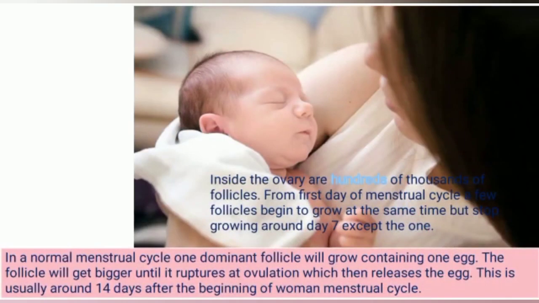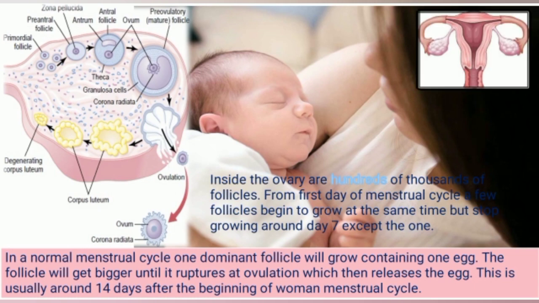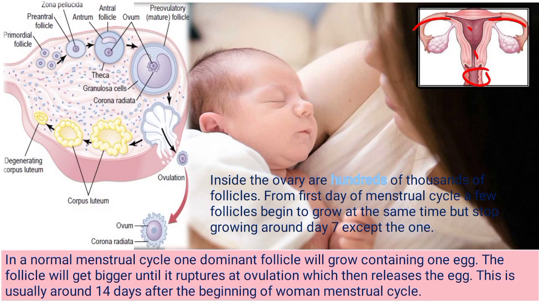Okay, now let's talk about the female reproductive system. It consists of the vagina, the cervix, the uterine wall, the two fallopian tubes, and the two ovaries, one on each side. Inside the ovary, there are hundreds of thousands of follicles. From the first day of the menstruation cycle, a few follicles begin to grow at the same time, but stop growing around day 7, except one. In the normal menstruation cycle, one dominant follicle will grow containing one egg, and the follicle will get bigger until it ruptures at ovulation, which then releases the egg. This is around 14 days after the beginning of the menstruation cycle.